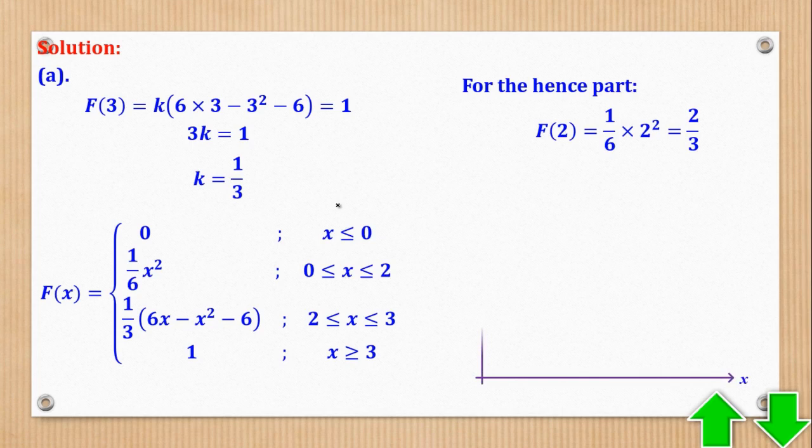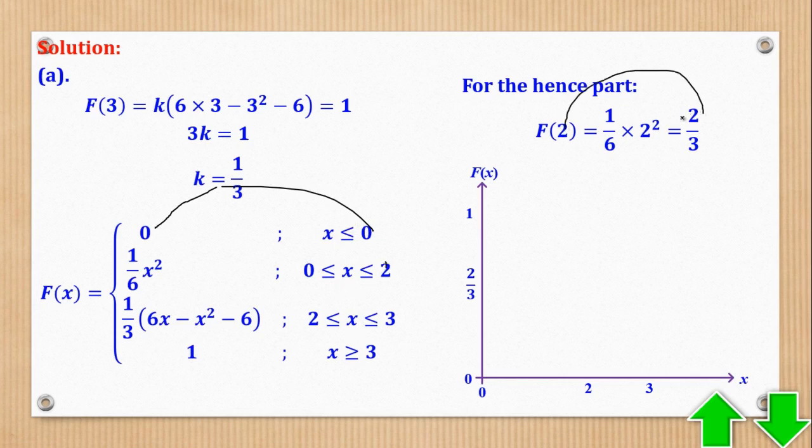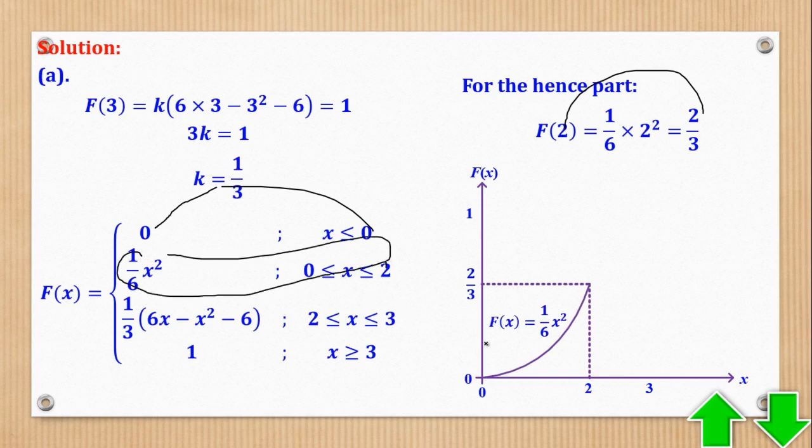So we need the two axes, horizontal and vertical. When x is 0, fx is 0. And when x is 2, fx is 2 over 3. So come and draw that curve for this interval. For that interval, it is in this form. I think we note the shape of the curve.